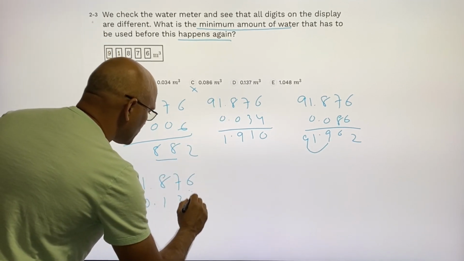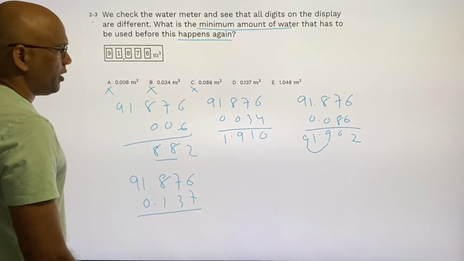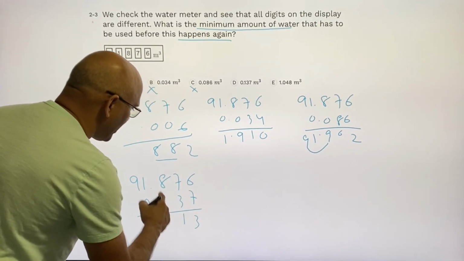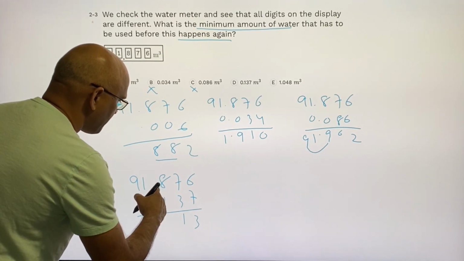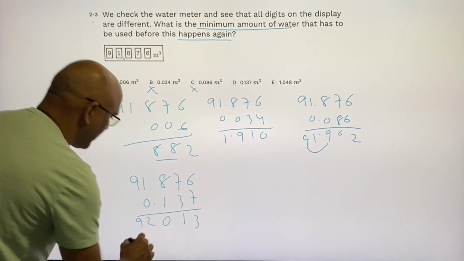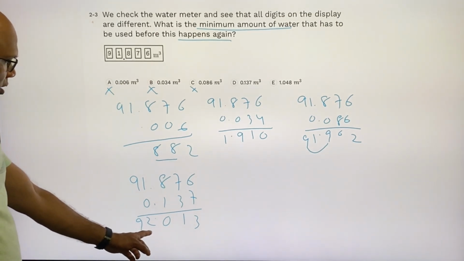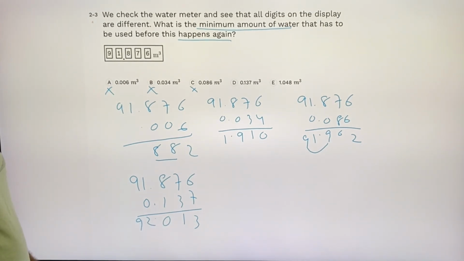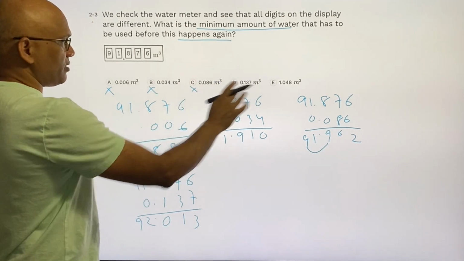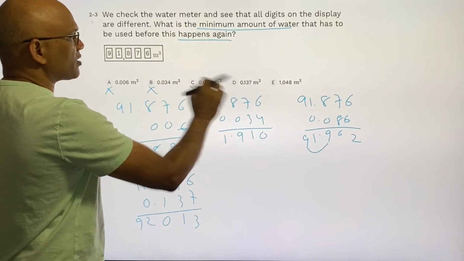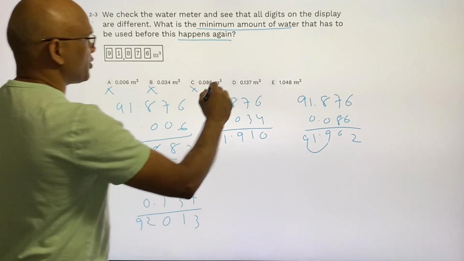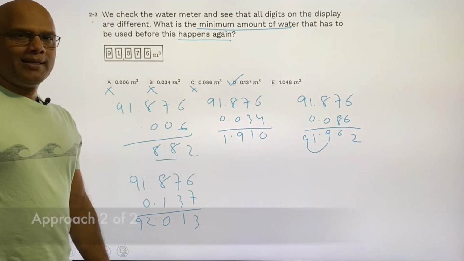0.137. Okay, this is 3, 1, 0, 2, 9. Okay, here I can see that all the digits are different, right? And so this is the smallest amount of water I can use. This is more than that, so this is the smallest one I can use for all the digits to have a different number. So then D is the correct choice.